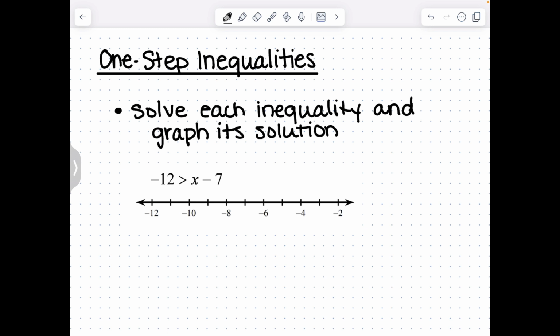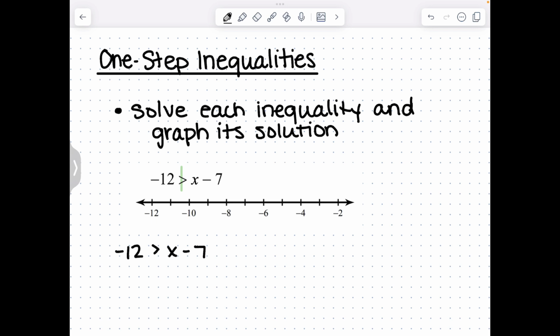Now solving inequalities is very, very similar to solving equations. We have two sides split by a relation, in this case a greater than sign, but we can still do things to both sides as long as we keep it balanced by doing the same thing to both sides. So I'm going to rewrite this where I have a little space. Negative 12 is greater than x minus 7.